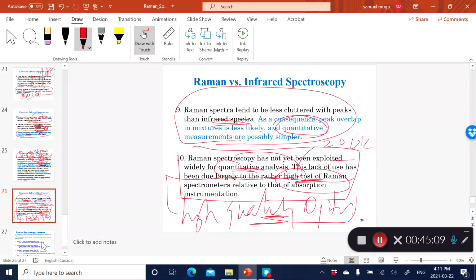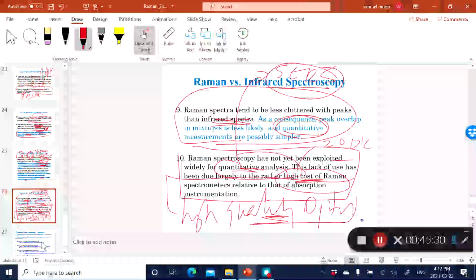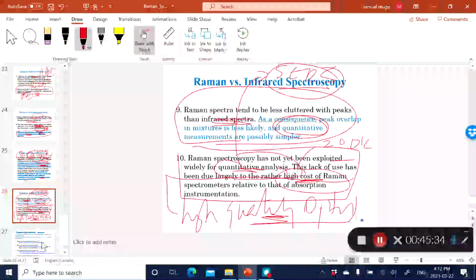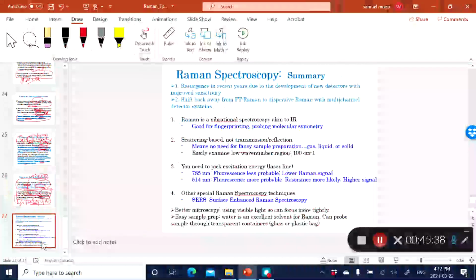But again, other than the high cost, the signals tend to be lower unless you try to use so-called SERS, which is Surface Enhanced Raman Spectroscopy. But again, SERS in terms of the mechanism is not very well understood. So it's still in the exploratory stage in terms of what types of matrices you can use to enhance a signal other than silver nanoparticles, gold nanoparticles, and other types of quantum dots.